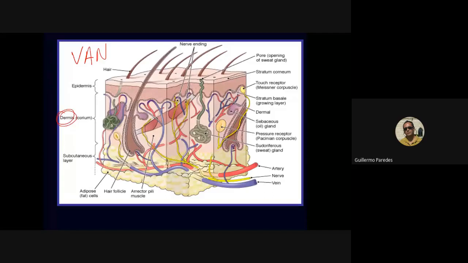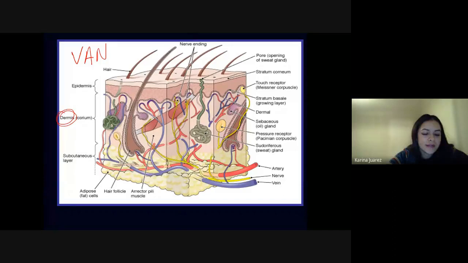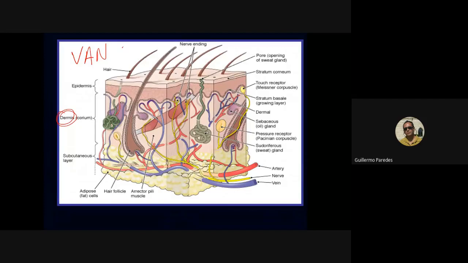Yellow things here? Yes. Okay, so those are nerves. In addition to that, we are going to have glands. We have here, can you see this one? Is the sweat gland. It's an exocrine gland, as we already know. Then we have another gland that is the sebaceous gland. Look at this. This is the sebaceous gland. Sebaceous gland is going to release oil. The sweat glands are going to secrete water, basically, and sodium, some electrolytes.